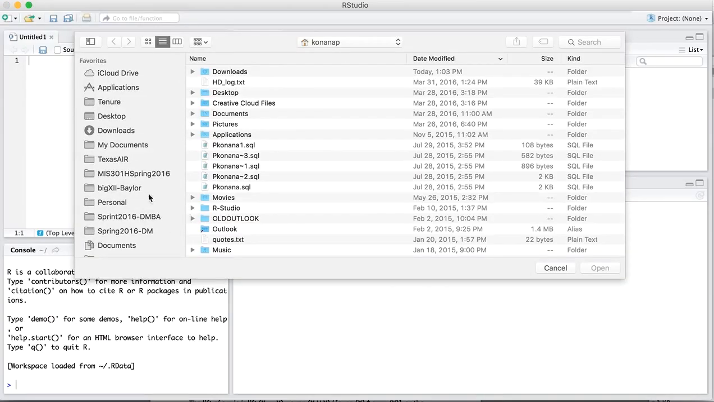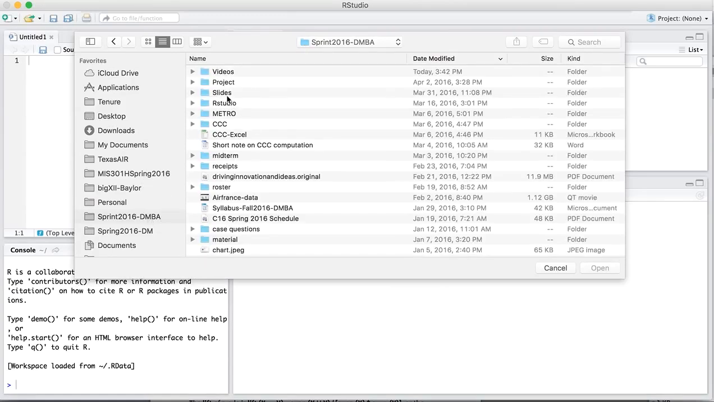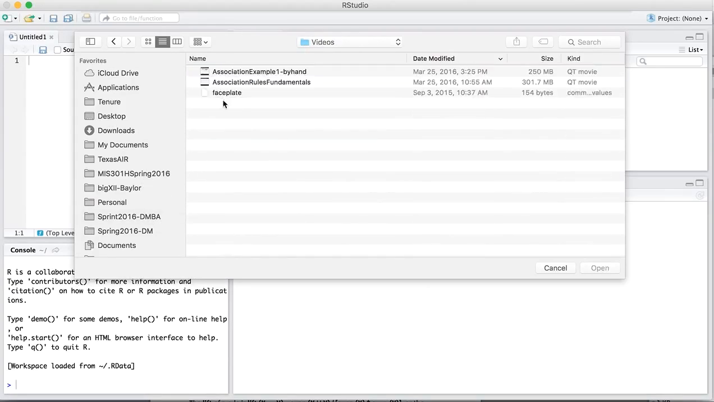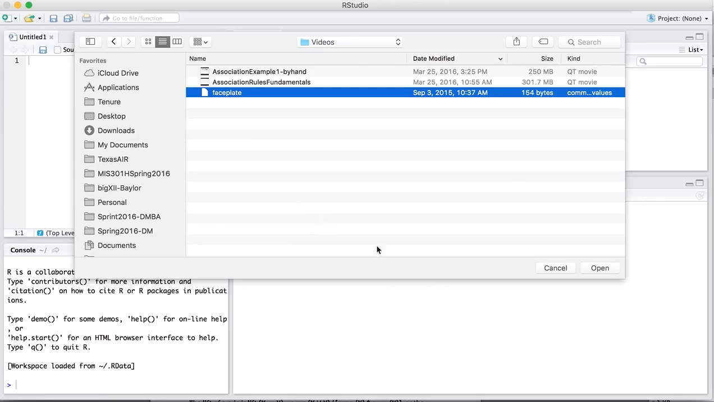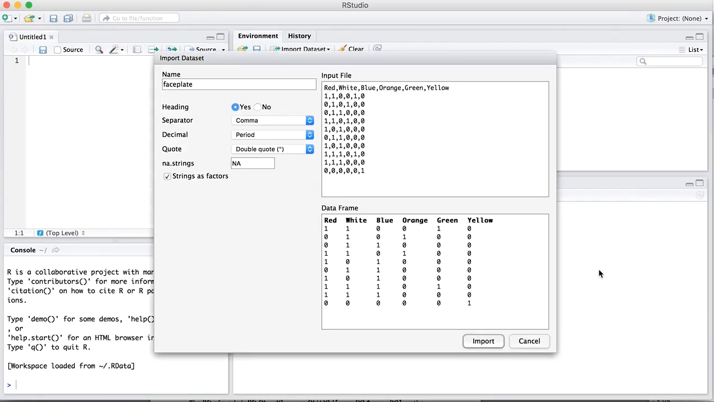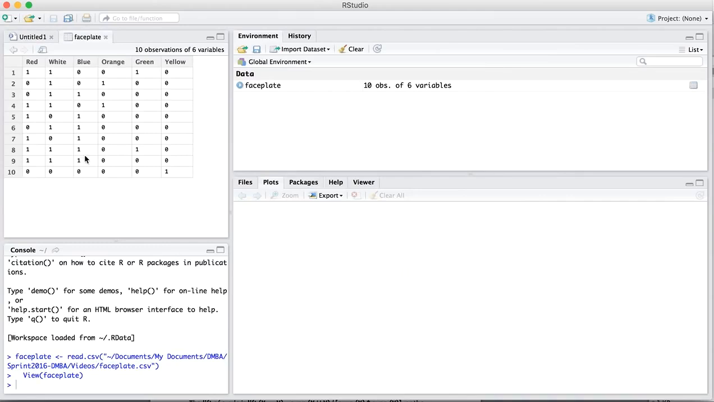Now find your appropriate folder and open it. So please take a minute to read what they are. Heading, yes, we do have heading. Since a CSV file automatically picks up a lot of these things, say import. So you see that file that has been imported here.